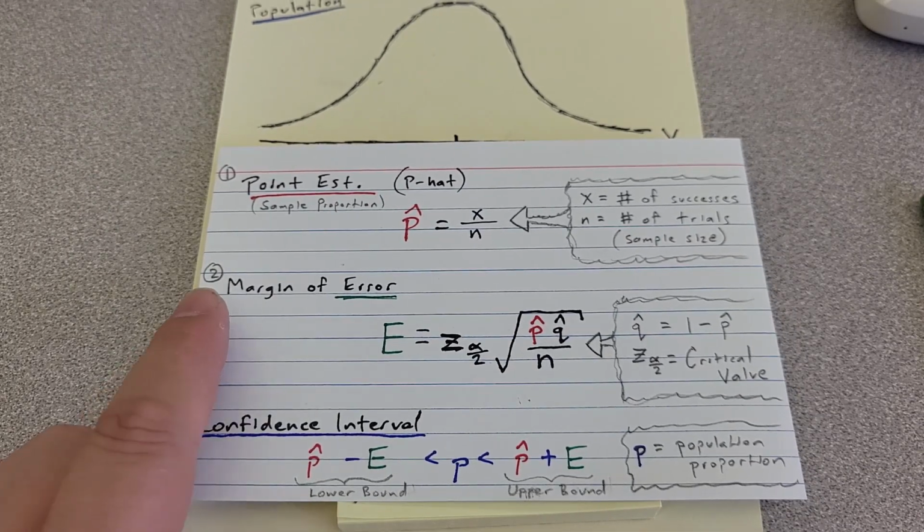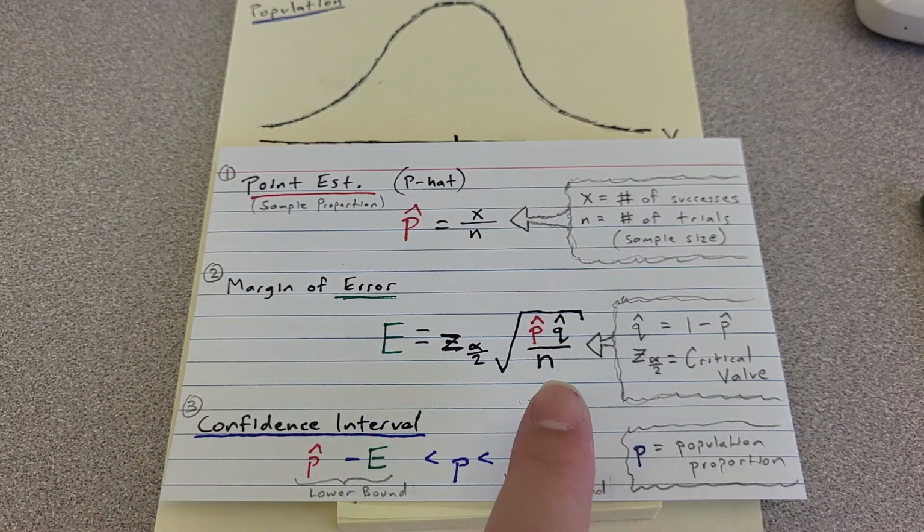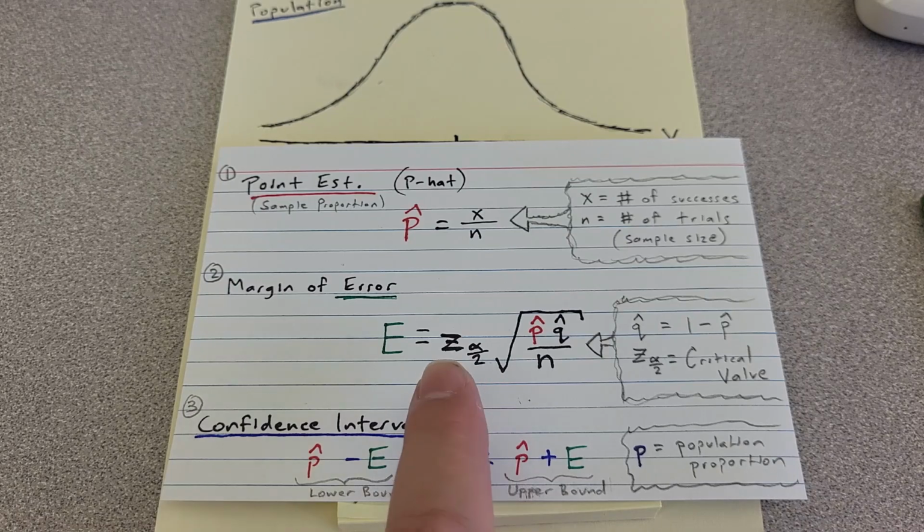Then your second step is that you're going to find the margin of error. This is the formula for the margin of error. It has a z-score, that's your critical value. That's going to be dependent on what type of percentage confidence interval you're using. And we'll get to that in a bit. That's like a little bit of a side quest. We'll cover that when it comes time.